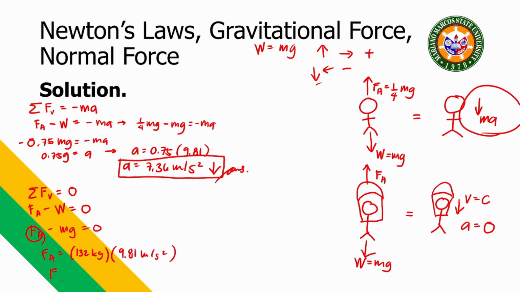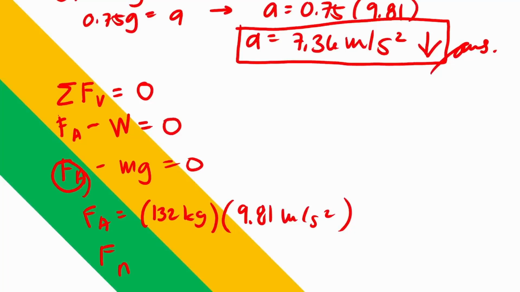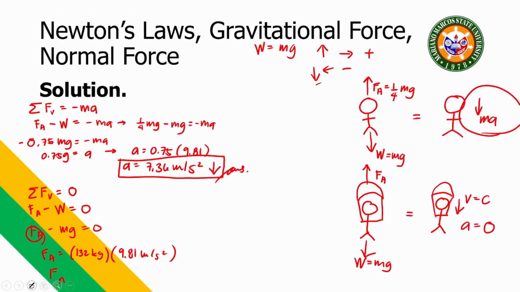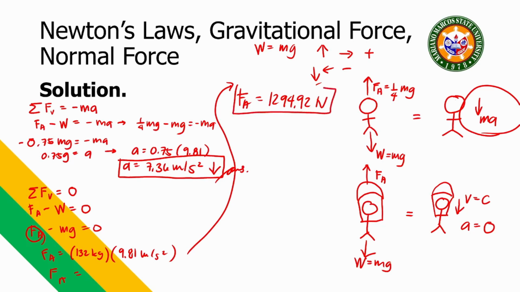So Fa will be equal to, dito ko na lang sulat sa taas. So Fa therefore will be equal to 132 multiplied by 9.81. So that would be 1,294.92 Newtons. Newtons kasi kilogram meter per second square yung kanilang base units. So ito yung ating final answers.